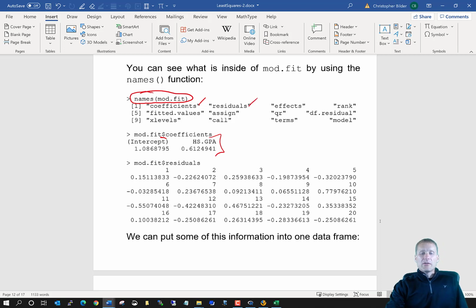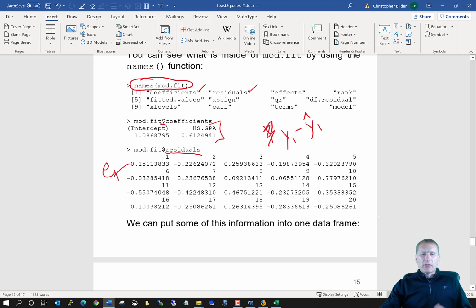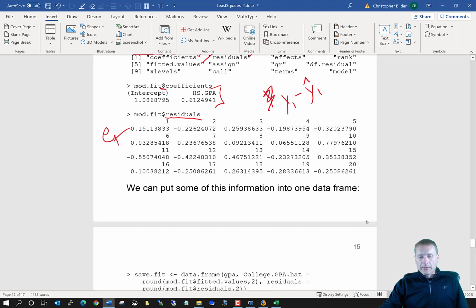Look, I have something called residuals. If I extract residuals from mod.fit, what do I get? I get my residuals. So e sub 1 is 0.15. This is the distance that the first college GPA, let's call it y1, is from its corresponding estimated value, y hat 1. There's a whole lot of other things in there too, such as fitted.values. This actually gives me my y hats. A lot of other things there are not relevant, at least in our course, but are also in mod.fit.